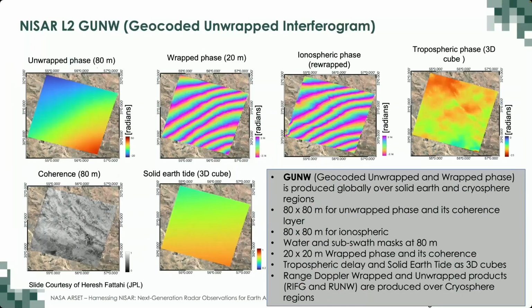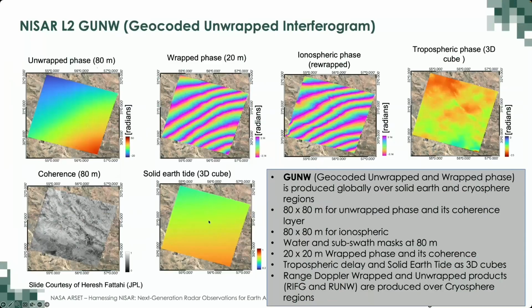L-band has a 24 centimeter wavelength, and it's much more sensitive to the ionospheric effects than shorter radar wavelengths. So the ionospheric phase is a key thing that we're going to need to subtract for most of the types of analysis that we do.